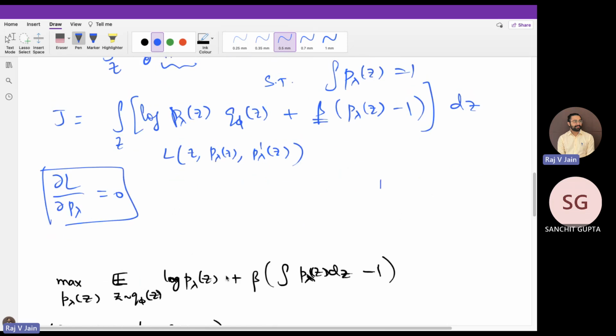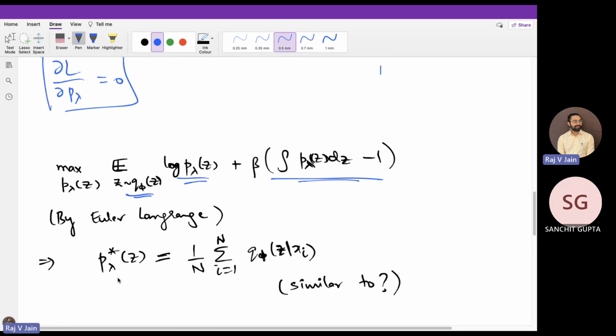So at the end it turns out to be something like this: expectation over Q phi of Z, log P lambda, with this constraint. If you do that, you will get P lambda star to be this sort of thing. So basically we're saying that the optimal prior is the average over all these posteriors that we got for every X that we have in the data set. For all X, because I'm taking X1 to Xn, all possible. Which makes sense, right? This is very obvious. So just input all X's.